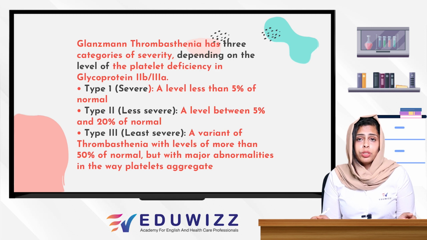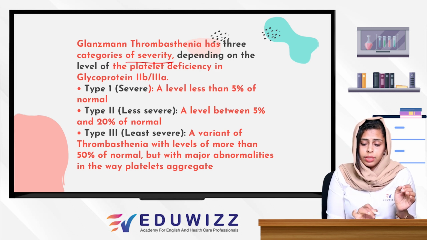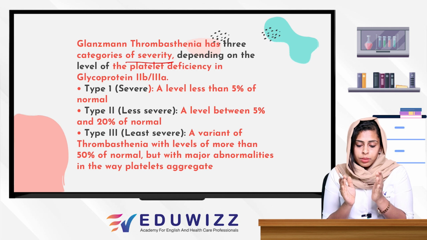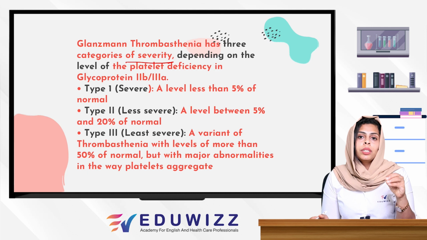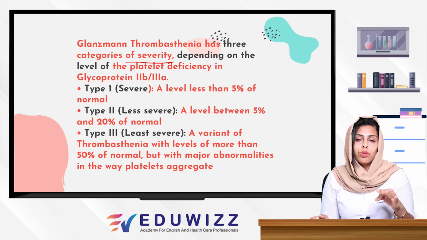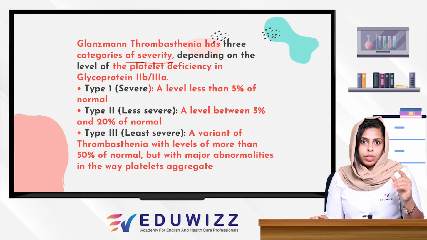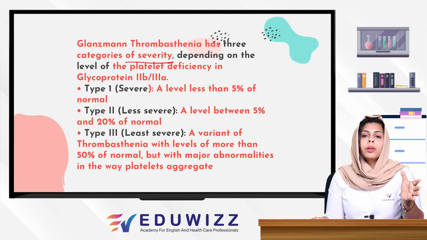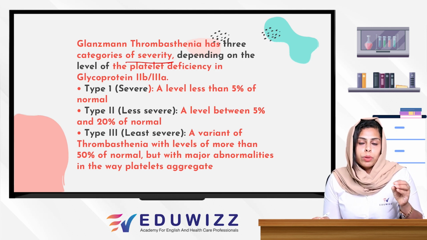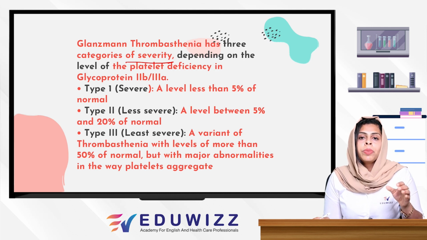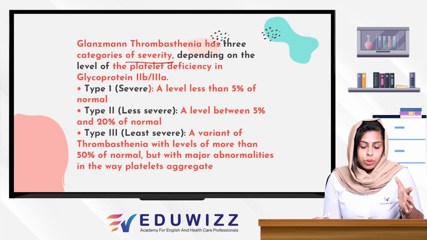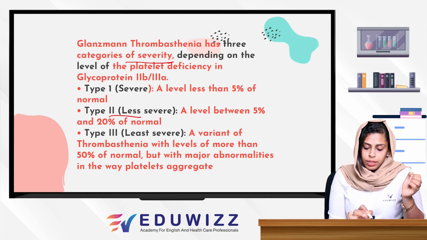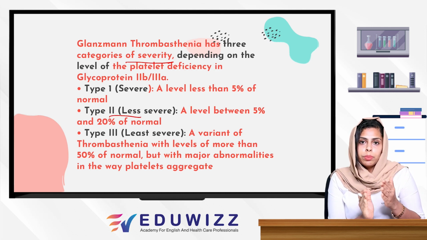So Glanzmann thrombasthenia has three categories of severity. That means depending upon the level of platelet deficiency or the count of the receptor, it is classified into type 1, type 2 and type 3. Type 1 is the most severe case. Here less than 5% of the GP2B3A surface receptors are normal. And in type 2, which is less severe, 5 to 20% of them are normal.